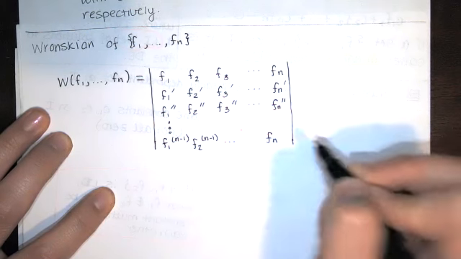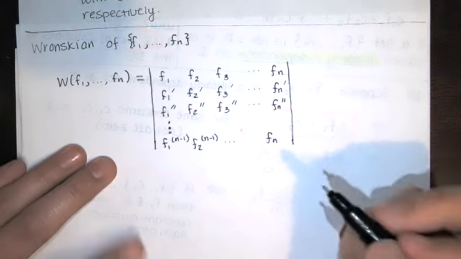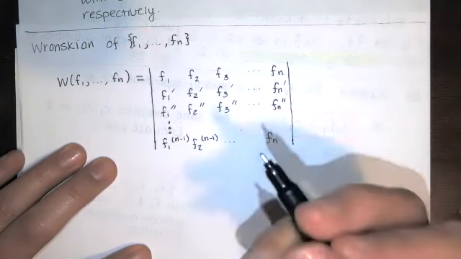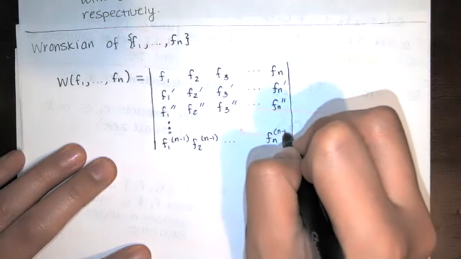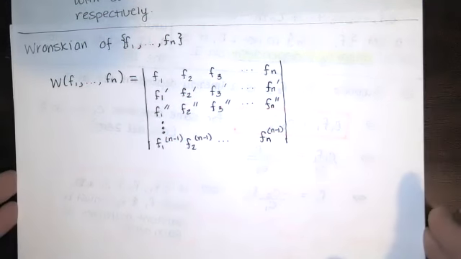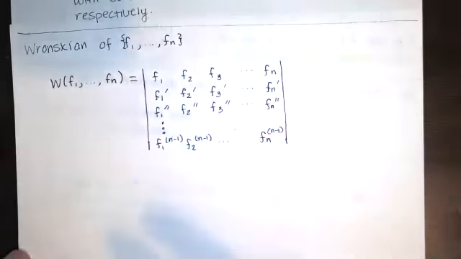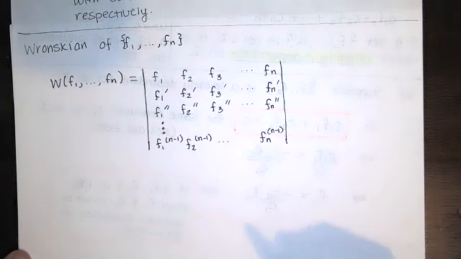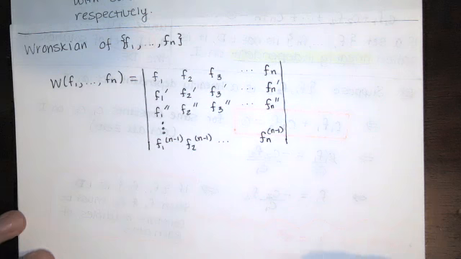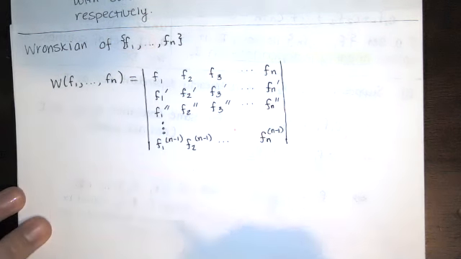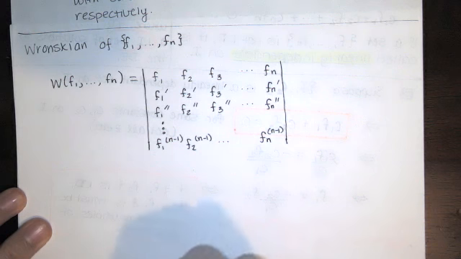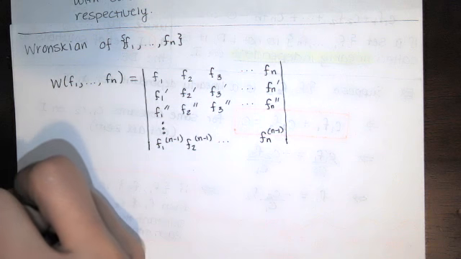Now, for the most part, you're just going to do 3 by 3 determinants, not 4 by 4 determinants. 2 by 2 and 3 by 3 are plenty. So the Wronskian of a set of functions is the determinant of this n by n matrix. And this is going to allow us to determine whether that set of functions is linearly dependent on an interval or linearly independent on an interval. So here's just a fact.